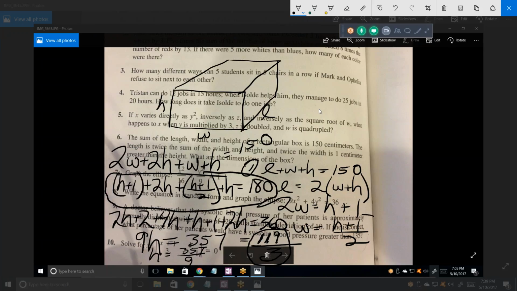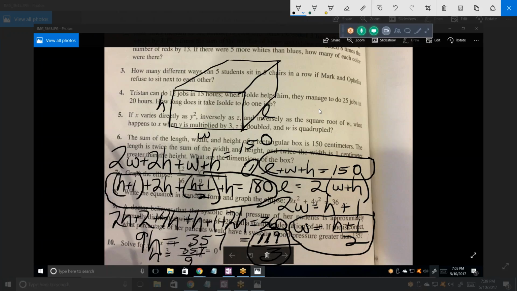Now, you're going to use this to solve for W, because I know H now, right? W is H plus 1 over 2. Once we've solved for H and then W, I'll go back to equation 1, and that will allow me to solve for L, because I will know what W and H are. And then I'll have my 3 dimensions.